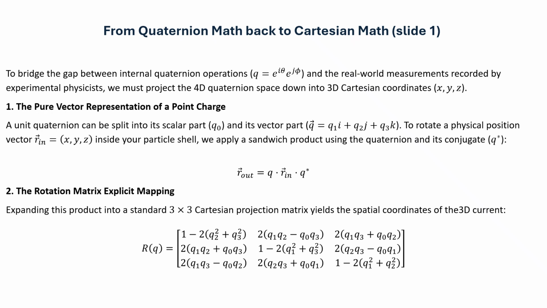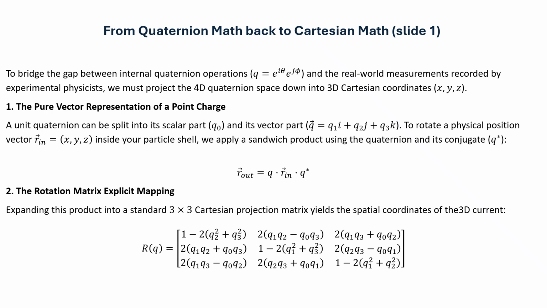So a unit quaternion can be split up, or any quaternion really, into a scalar part, just a number, which we denote as Q0 here, and its vector part, which are Q1, a scalar, multiplied by a rotation operator i, plus Q2 multiplied by rotation operator j, plus Q3 multiplied by rotation operator k, as imaginary units, you might say.